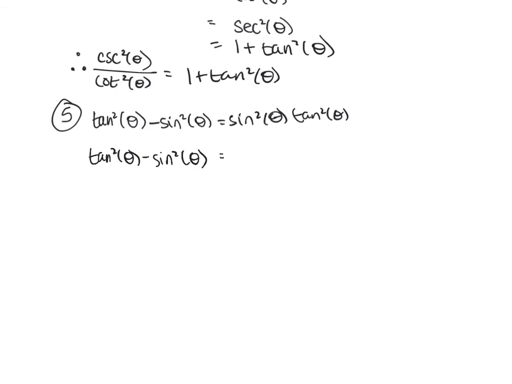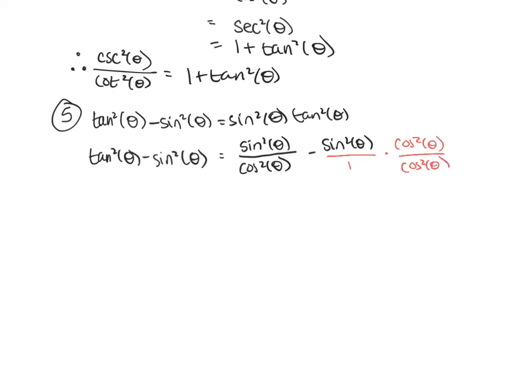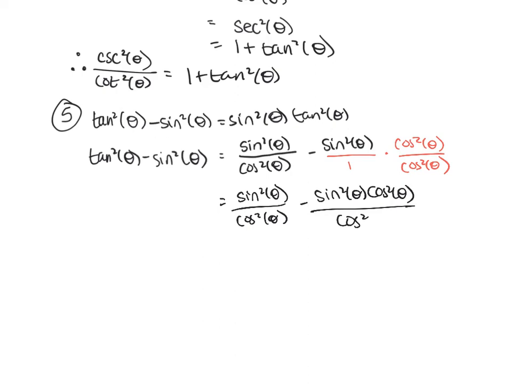Let's see, they're squared, but they don't show up in an identity together. So I'm going to change everything to sine or cosine. So tangent squared is sine squared theta over cosine squared theta minus sine squared theta. And I'm going to put this sine squared theta over 1 so I can have 2 fractions and multiply this right side by cosine squared theta top and bottom. So we end up with sine squared theta over cosine squared theta minus sine squared theta times cosine squared theta over cosine squared theta.